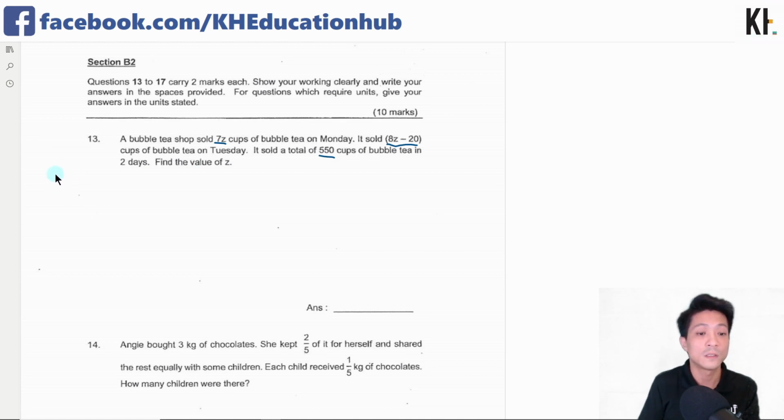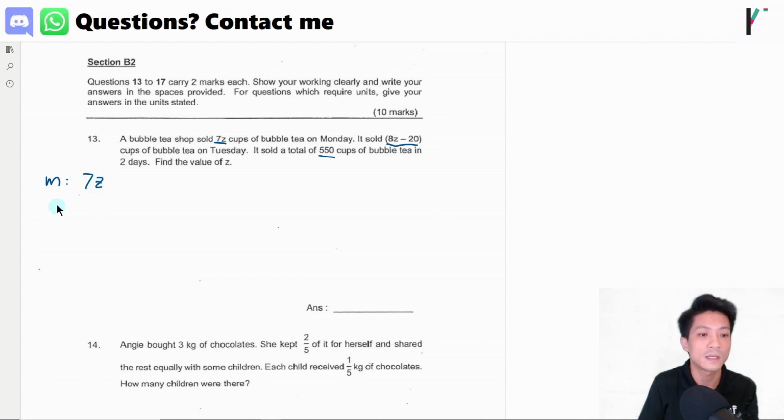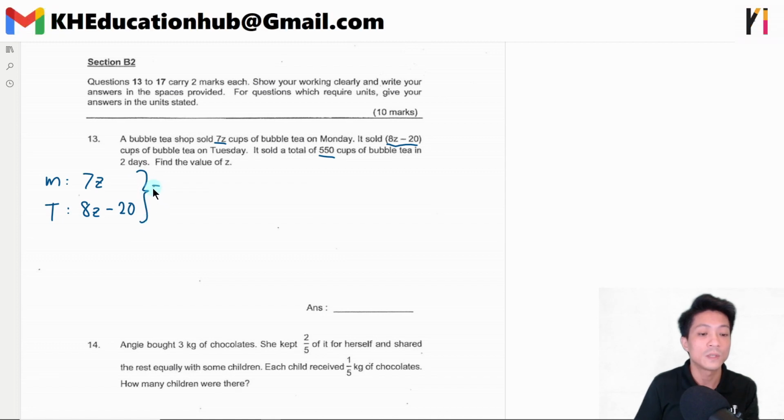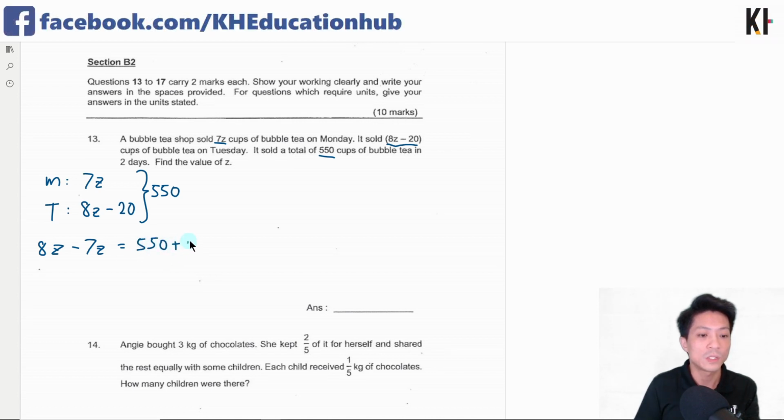So in this case, you can draw a simple model. On Monday, it sold 7Z cups. On Tuesday, it sold 8Z minus 20. Altogether, it sold 550 cups. If you don't realize that 8Z minus 7Z is equal to 550 plus 20, you need to draw a model.